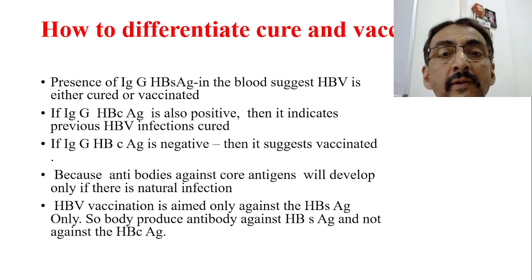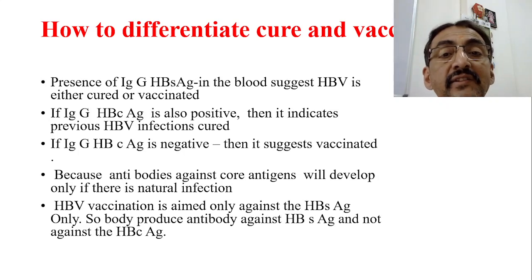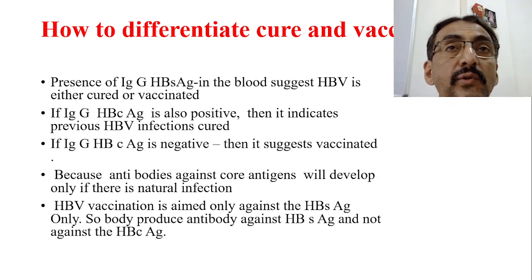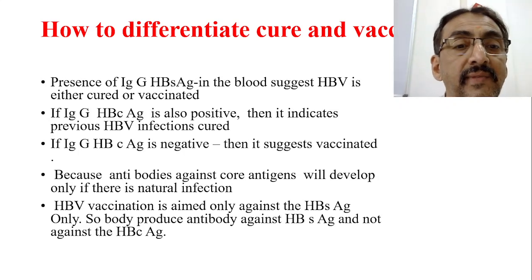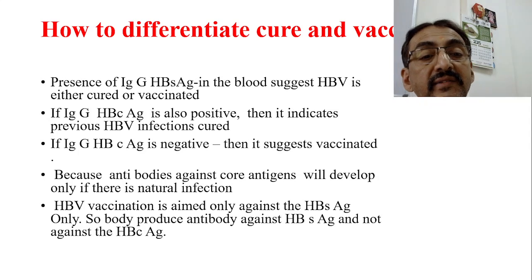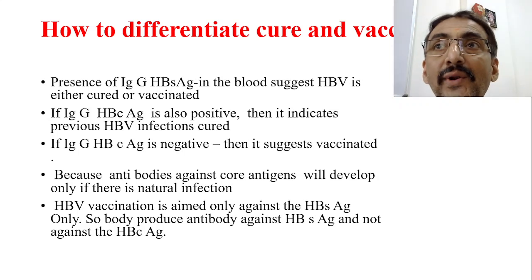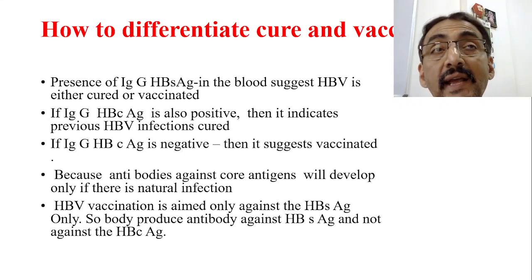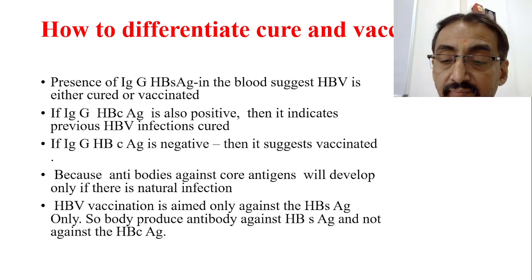Now this is very important. If the core antibody is negative, then it is vaccinated. If the core antibody is also positive along with the IgG, then it indicates it is cured. Because antibodies against the core antigens will develop only if there is a natural infection. Hepatitis B virus vaccination is aimed only against the hepatitis B surface antigen, not the core antigens. So the body produces antibody against HBsAg and not against HBcAg. This is a very important thing.